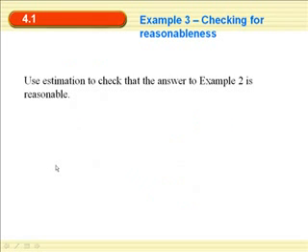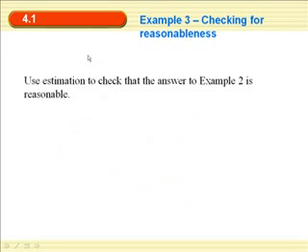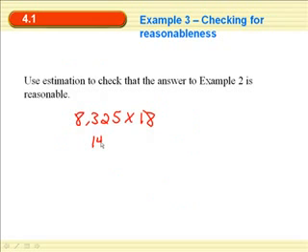So the next example says, check for reasonableness. Reasonableness, you look at it and you say, hey, does that answer make sense? Is that answer close to the right answer? Reasonableness means you would use some rounding. So let's go back and look. We took 8.325 times 18, and we got 149.85. Okay, so to check, estimation to check means we want to round.